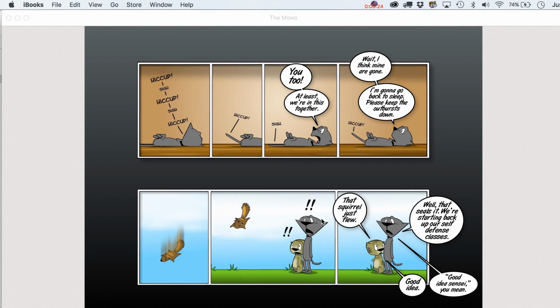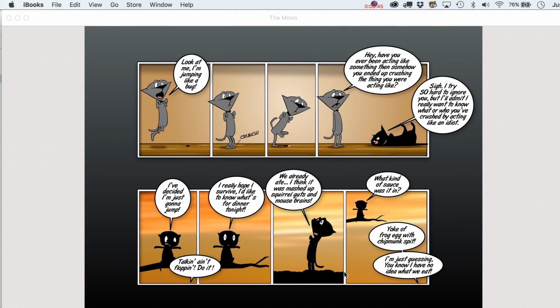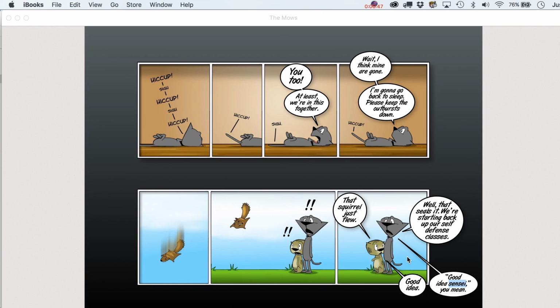So here's one last one. Two cats looking at a flying squirrel. That squirrel just flew. Well, that seals it. We're starting back up our self-defense classes. Good idea. Good idea, sensei, you mean. So this is our last little tip here, to include in some sort of modifier, so almost just repeating back what somebody says, but with an extra word thrown in there, just to make it a little tad funnier.